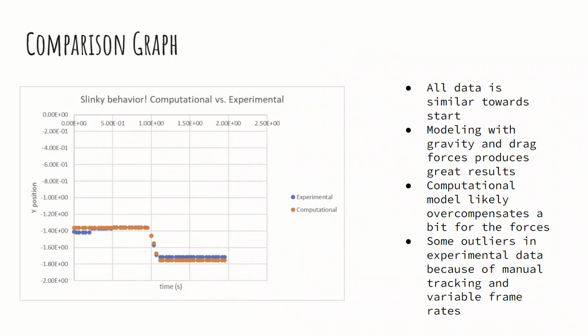After the data was collected from both models, a comparison graph was made between the experimental data and the computational model. Overall, most of the data is similar towards the start, but the computational model differs a little bit. The fact that they match pretty well, though, indicates that drag and gravity both played a factor in the real motion of the slinky. Some outliers in the experimental data can likely be chalked up to manual tracking in the Tracker software and variable frame rates from the recording camera. Additionally, the computational model likely overcompensates a bit for the forces compared to real life.